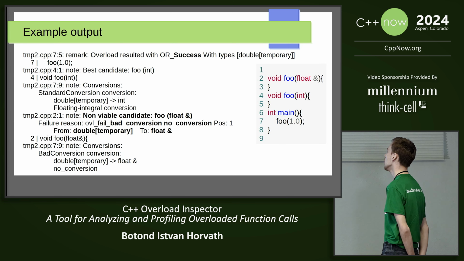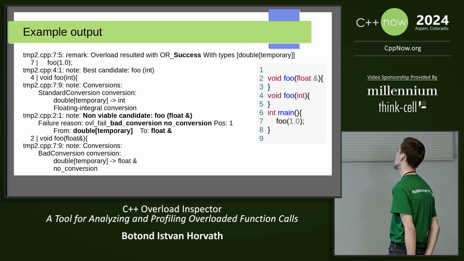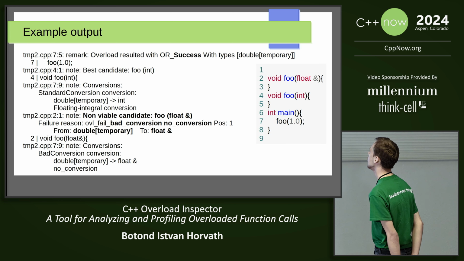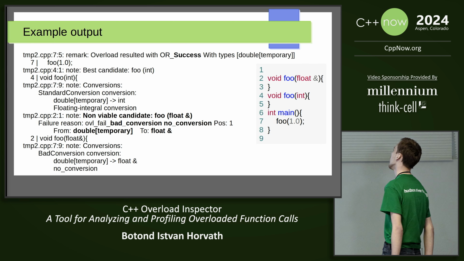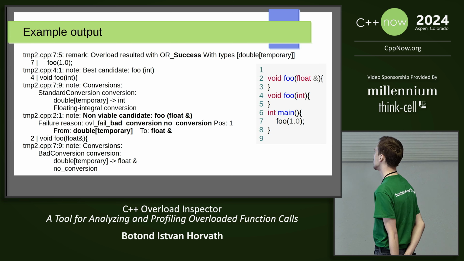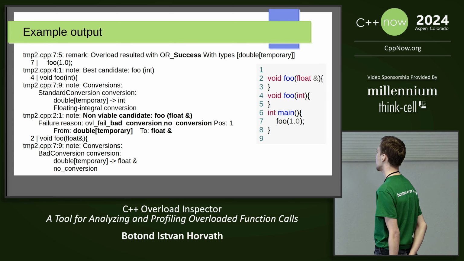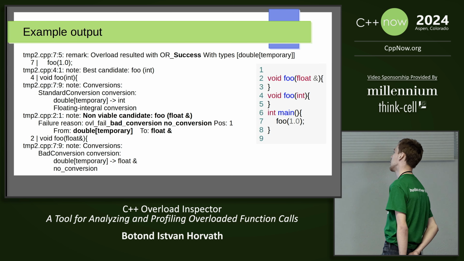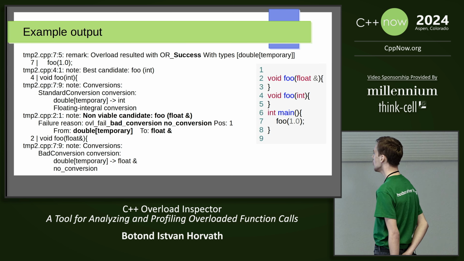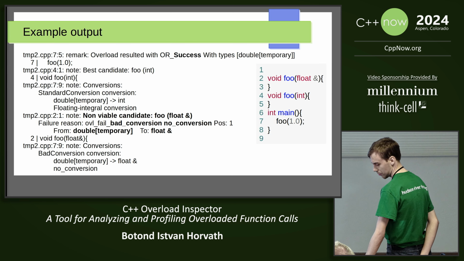This is an example output of my tool. On the right side, we can see what kind of program I was using it on. It's a really simple program. It says that the overload resolution succeeded. It explains why the first overload was non-viable, because we couldn't convert a temporary double to a reference of a float. And it explains what happened in the other one, what conversions we made, and things like that.